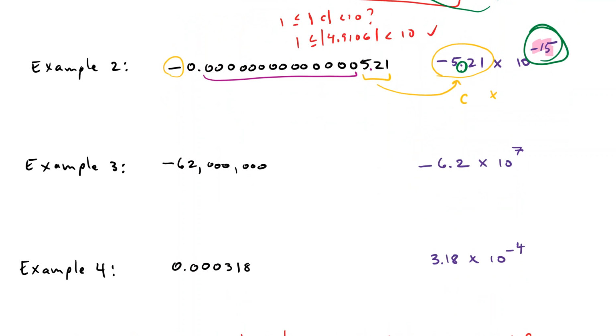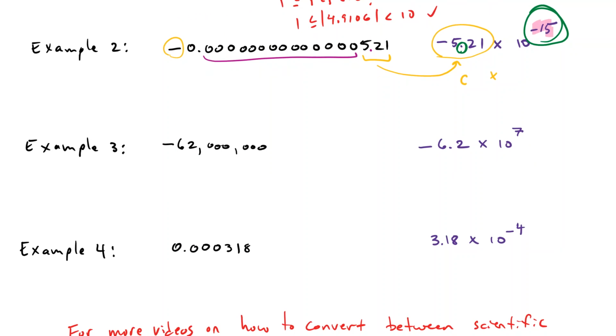We have negative 62 million. So we're like, hey, that's kind of a lot of zeros. So let's put the decimal right after the first non-zero digit and convert it. So this becomes negative 6.2. This is our C. We have our times. We have 10 to the n. 7 is the n. So in other words, the real version of the scientific number, if you took this decimal and you went 7 to the right, you would get back to the original.